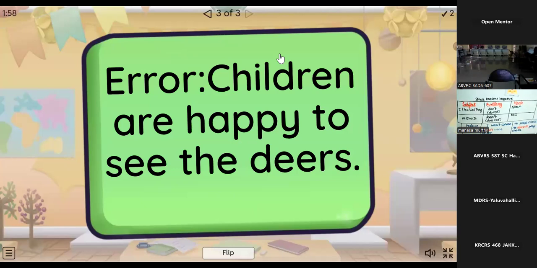Children are happy to see the deers. In this sentence, there is an error. What is the error that you can find in this sentence? Is there any issue in this sentence? Correct. Children are happy to see the deer. Why we don't write it as deers? We use it as deer itself. We don't tell it as deers.